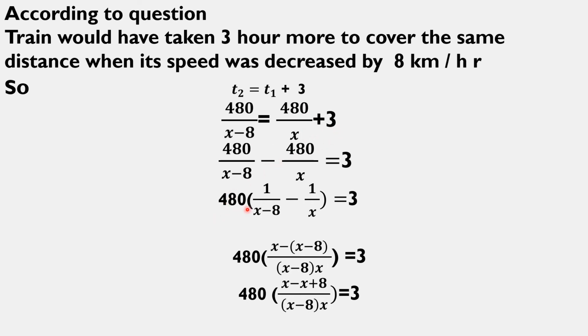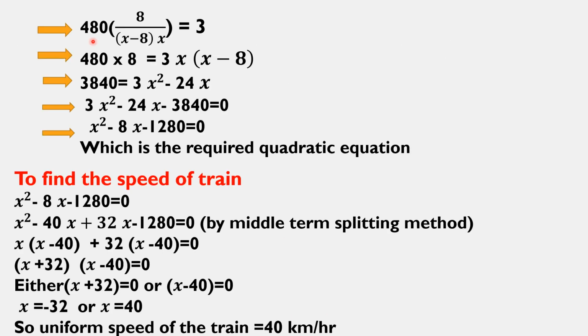Finally, on solving we get 480 as a common factor. We get the equation 480 multiplied by bracket 1 upon x minus 8 minus 1 upon x bracket equals 3. And finally, on solving and taking LCM, we get 480 bracket x minus x plus 8 upon x minus 8 into x bracket equals 3. On solving the previous equation, we get 480 multiplied by 8 upon x minus 8 into x bracket close equals 3. Finally, on cross multiplication and solving, we get the equation 3x square minus 24x minus 3840 equals 0.